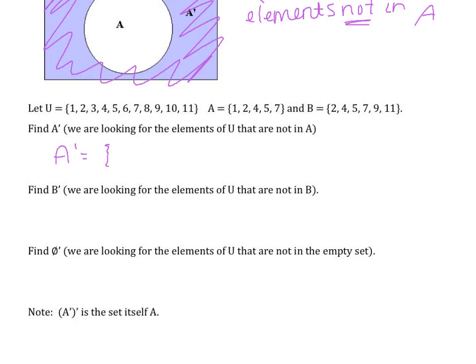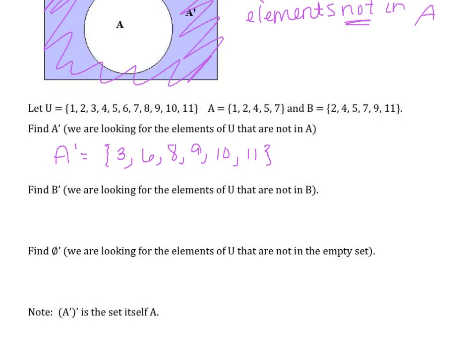well, 1 is in A, so we can't include that. 2 is in A. 3 is in the universal set, but not in A. 4 is in the universal set, but not in A. 5 is in A. 6 is in the universal set, but not in A. 8 is in the universal set, but not in A. 9, 10, and 11 are all in the universal set, but not in A.